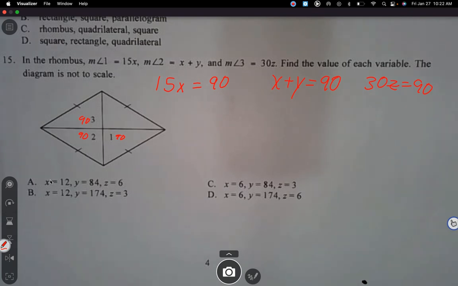So if 15x equals 90, let's divide by 15. What's 90 divided by 15? 6. So x is 6. And then over here, 6 plus y equals 90. Subtract 6, and what's y? 84. We can already tell it's C. And on the other one, if I divided by 30, it would be 3.